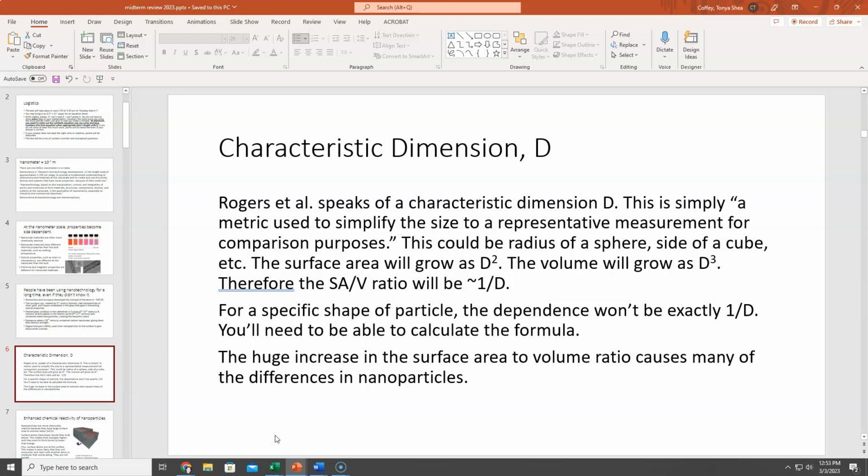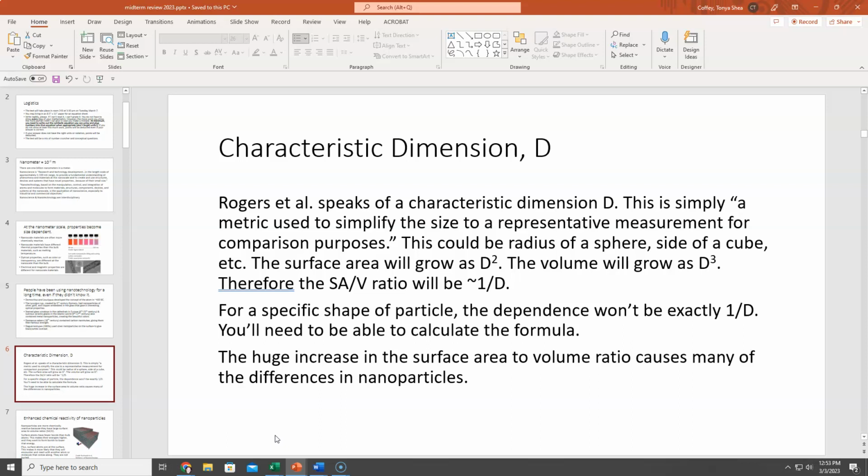So the square of the characteristic dimension, D squared, will be proportional to the surface area, and the D cubed of the characteristic dimension will be proportional to the volume. So if you take the surface area to volume ratio, dividing the surface area by the volume, then it should scale as 1 over the characteristic dimension.